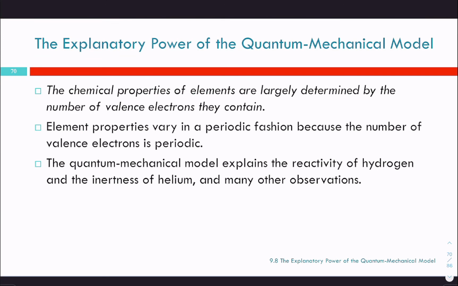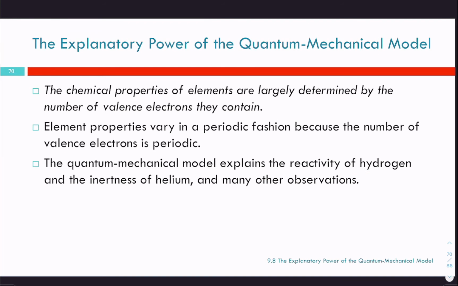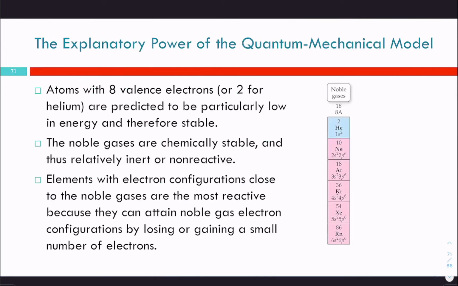So this is part of the quantum mechanical model, and it explains the reactivity of hydrogen and all of those other alkaline metals, but also the inertness of the noble gases. So atoms with 8 valence electrons, or 2 for helium. Again, 2 is kind of a weird exception because it's so small. But if you have a full valence shell, which is 8 electrons, that's all the way across the periodic table. It's particularly low energy. It's just extra stable that way.